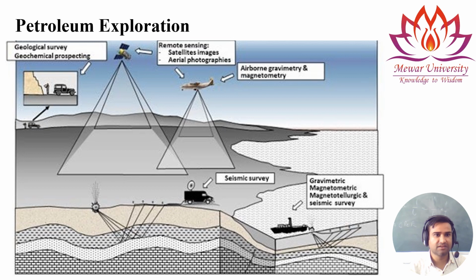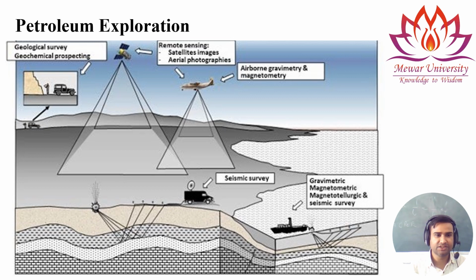If the remote sensing survey confirms that this area may have some possibilities of oil and gas, then further you go for a gravimetric survey or magnetometric survey, magnetic survey or airborne gravimetric survey. In the gravity survey, you detect the gravity value of the subsurface, and based on the gravity you detect the presence of oil and gas. Then in the magnetic survey, the magnetic anomalies are detected at different places, so change in magnetic field is detected. Based on both the gravity survey and magnetic survey, you find out the location where the petroleum is buried.